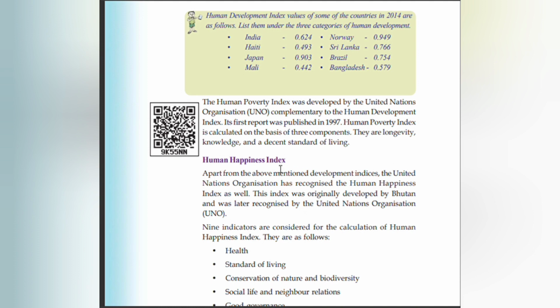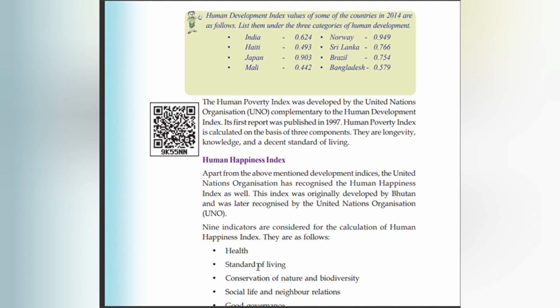Human Happiness Index. Apart from the above mentioned development indices, the United Nations organization has organized the Human Happiness Index as well. This index was originally developed by Bhutan and was later recognized by the United Nations organization, UNO. Nine indicators are considered for the calculation of the Human Happiness Index.